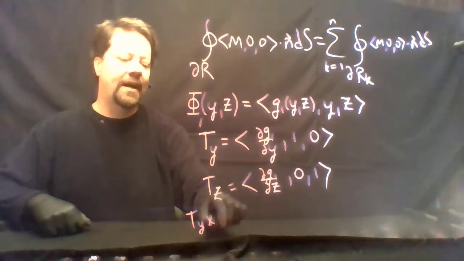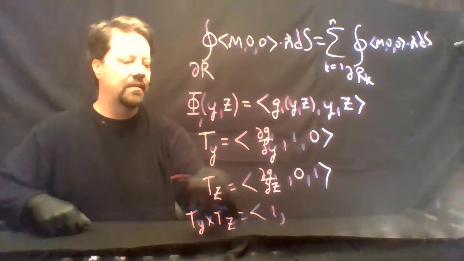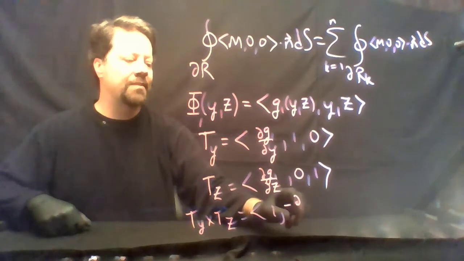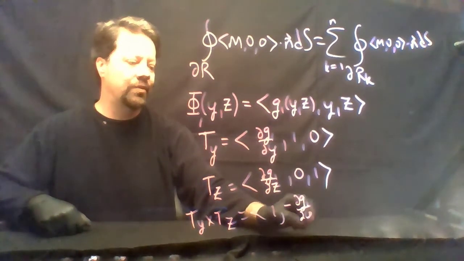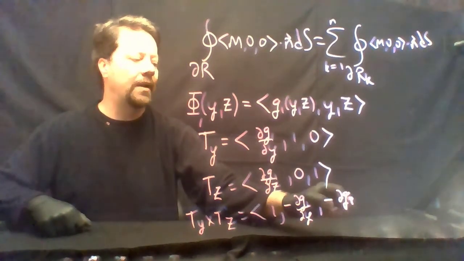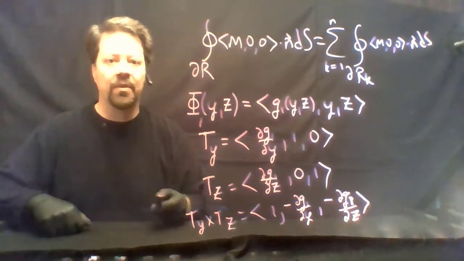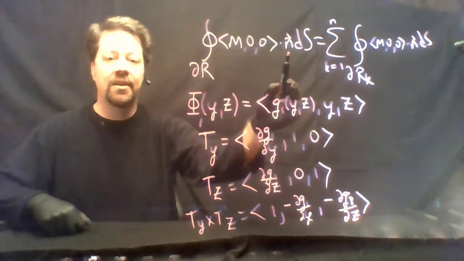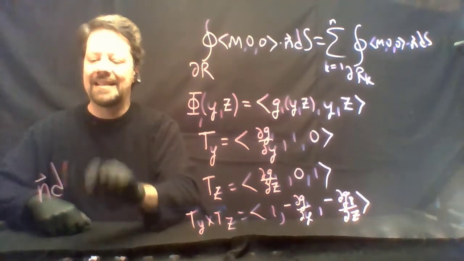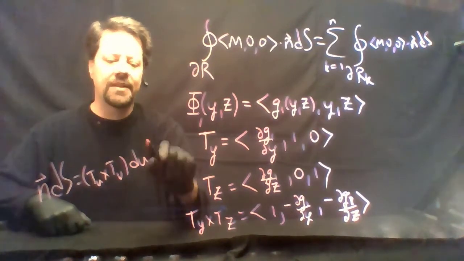We need Ty cross Tz, which gives you 1, and then we put a minus on the middle cofactor, so that's minus the partial derivative of g1 with respect to y, and then on the last part, minus the partial derivative of g1 with respect to z. Now, remember, on these surface integrals, we need the unit exterior normal. And I know that in n dS, we can replace that with Tu cross Tv du dv.